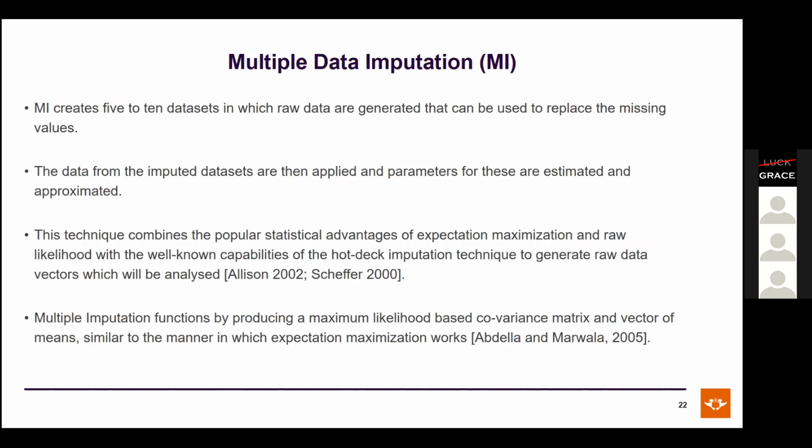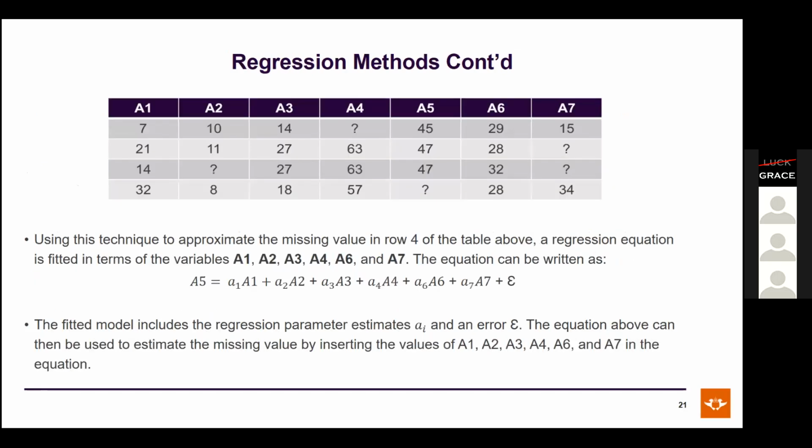Now, the other more advanced traditional technique is multiple data imputation. Multiple data imputation basically says, let's take this table as an example again. For row 1, A4 is missing. So we're going to come up with multiple estimates of what that missing value is. So that's multiple imputation.